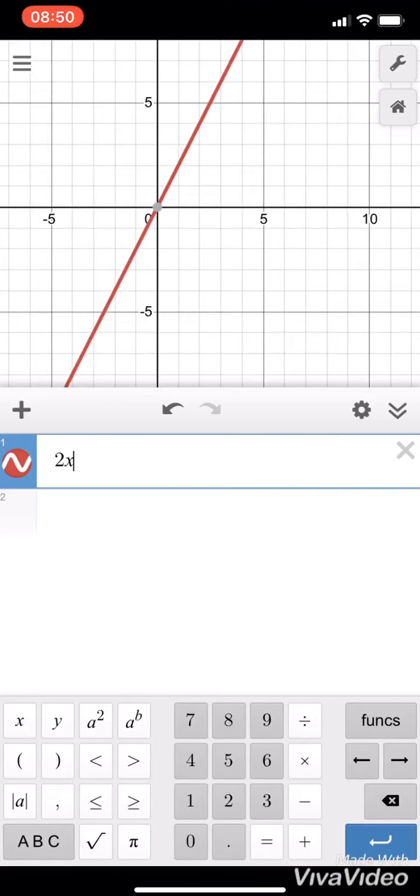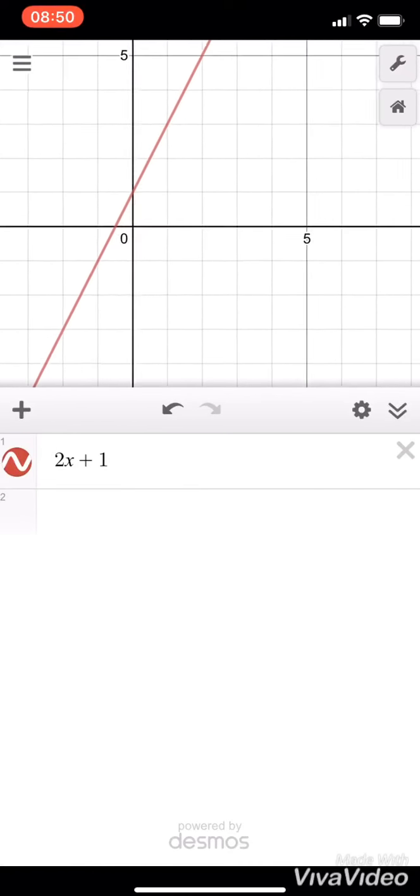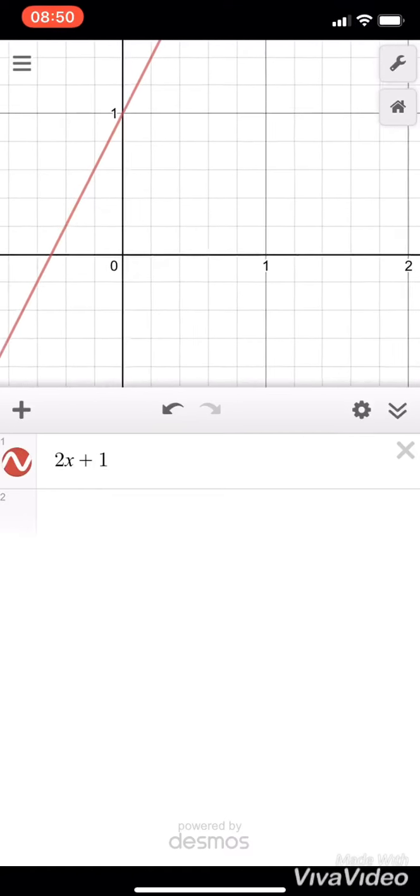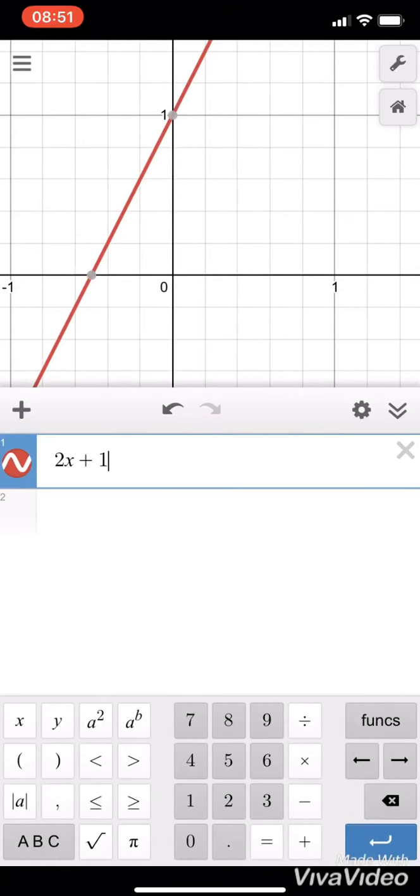So 2x plus 1. As we can see, the line is getting a little bit steeper, as one would say. And it has moved up 1 because 2 times 0 equals 0, and then plus 1 equals 1. So it would not go through the origin. Now, many of your math questions would look like this.